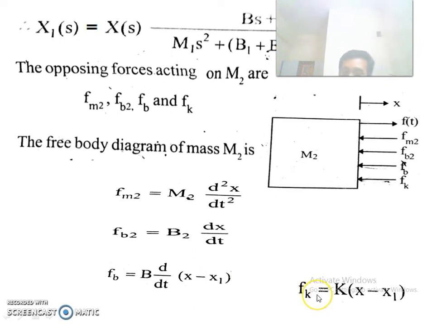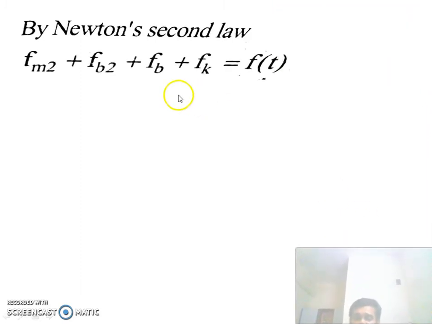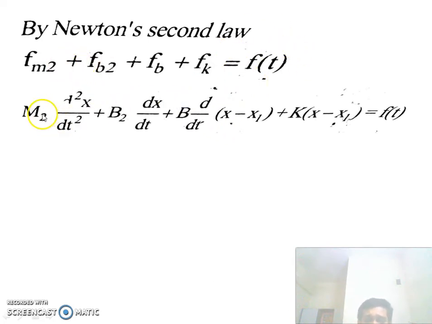Similarly, the opposing force due to the spring K: Fk is equal to K into x1 minus x. Here also you have to consider x first, because in mass M2 the displacement is x. So K into x minus x1. By Newton's law, the applied force is equal to the opposing forces. Here the opposing forces are Fm2, Fb2, Fb and Fk, and the applied force is F of t. Now we are substituting the values of Fm2, Fb2, Fb and Fk and the applied force F of t.